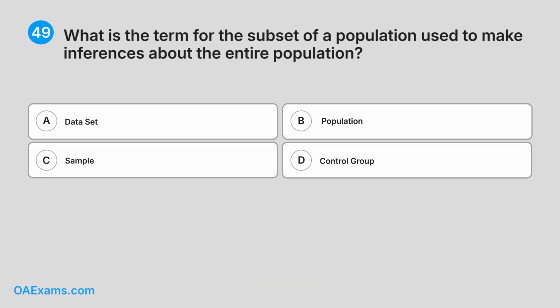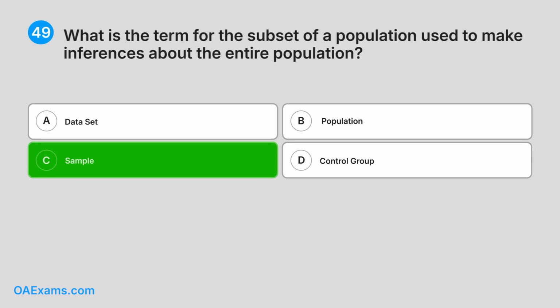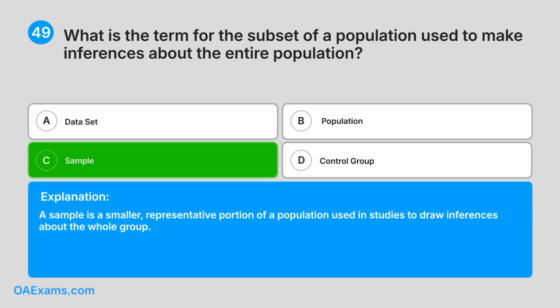Correct answer. C. Sample. Explanation. A sample is a smaller, representative portion of a population used in studies to draw inferences about the whole group.